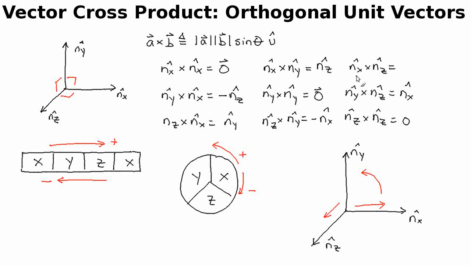And to do the last one, nx cross nz here, we point our fingers in the direction of nx and curl them toward nz, and we'll realize that our thumb is pointing down, which is negative ny. So there you have 3 useful memory devices for computing the cross product between unit vectors in an orthogonal basis.